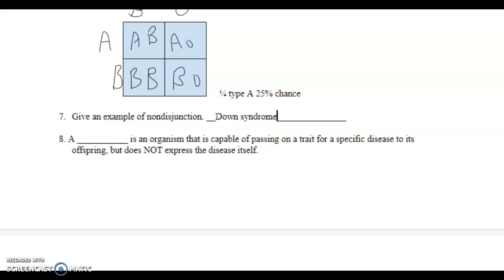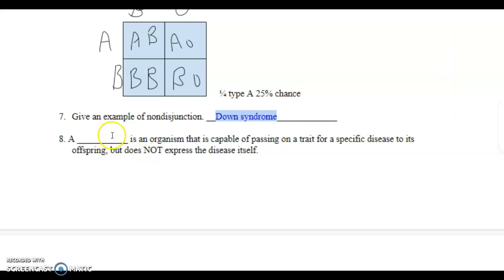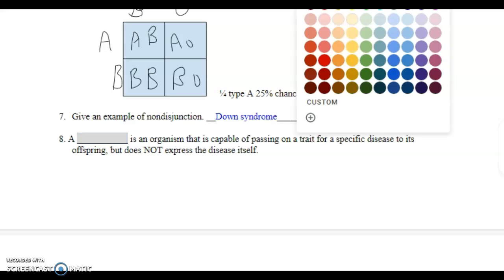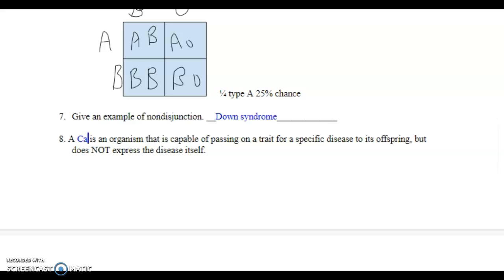Number 8 says a blank is an organism that is capable of passing a trait for a specific disease to the offspring, even though it does not have that trait itself. And that would be a heterozygous case if it's a recessive trait and the person is heterozygous. They would not show the trait, but then they would be capable of passing that trait on to their offspring. And we would refer to that as being a carrier. So that would be carrier. Carrier is someone who does not have a trait, but is capable of passing that trait on to their offspring. A carrier.